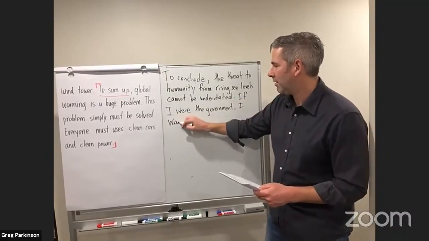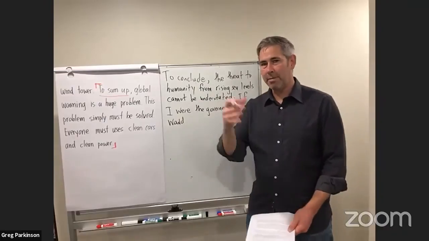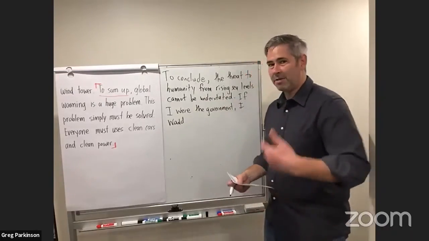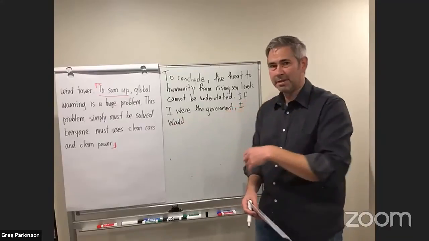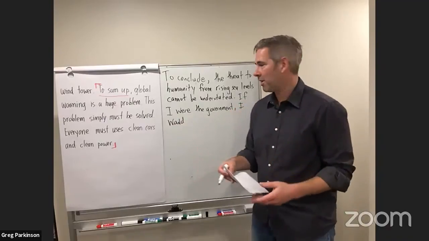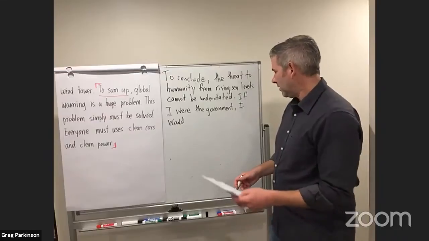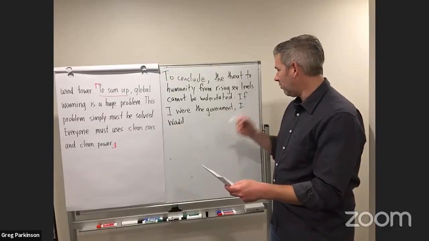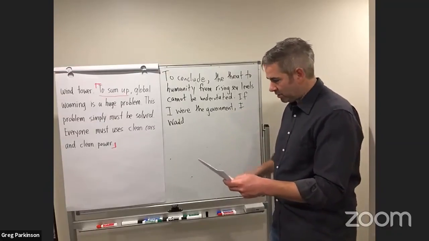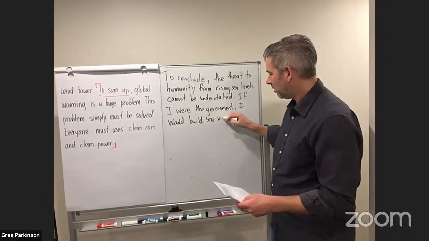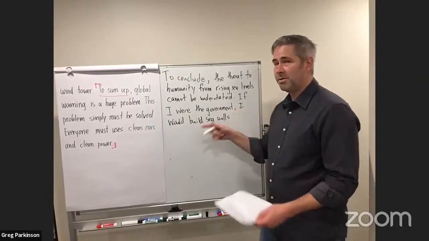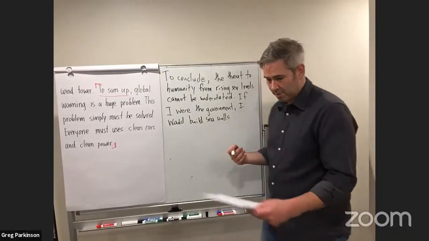and here I'm just linking back to my main bodies and the introduction, but I'm doing it in a different way with a complex sentence, and I'm imagining I'm the government. If I were the government, I would build seawalls. The last time we used construct, so now we can go back to build.